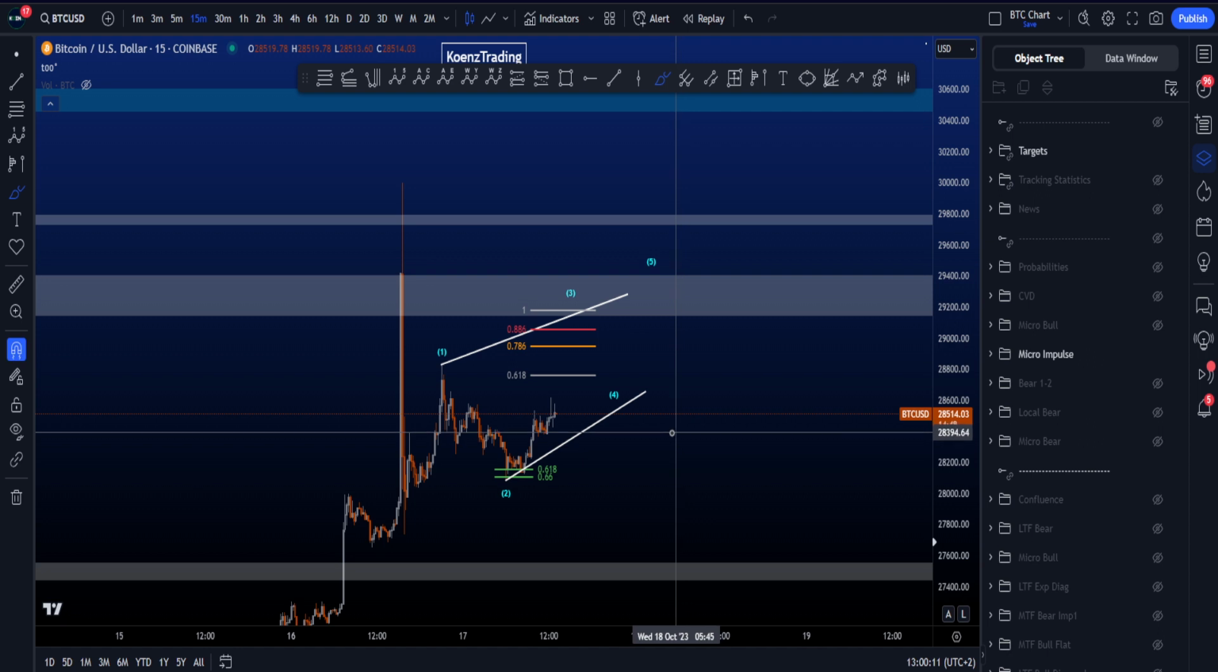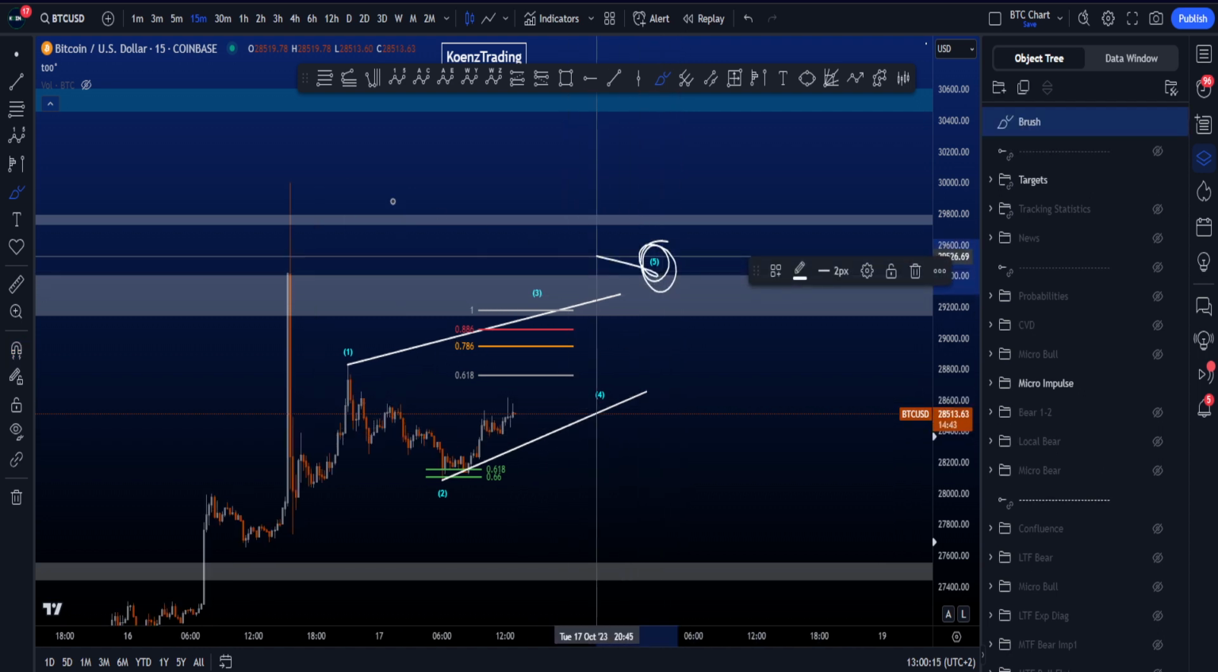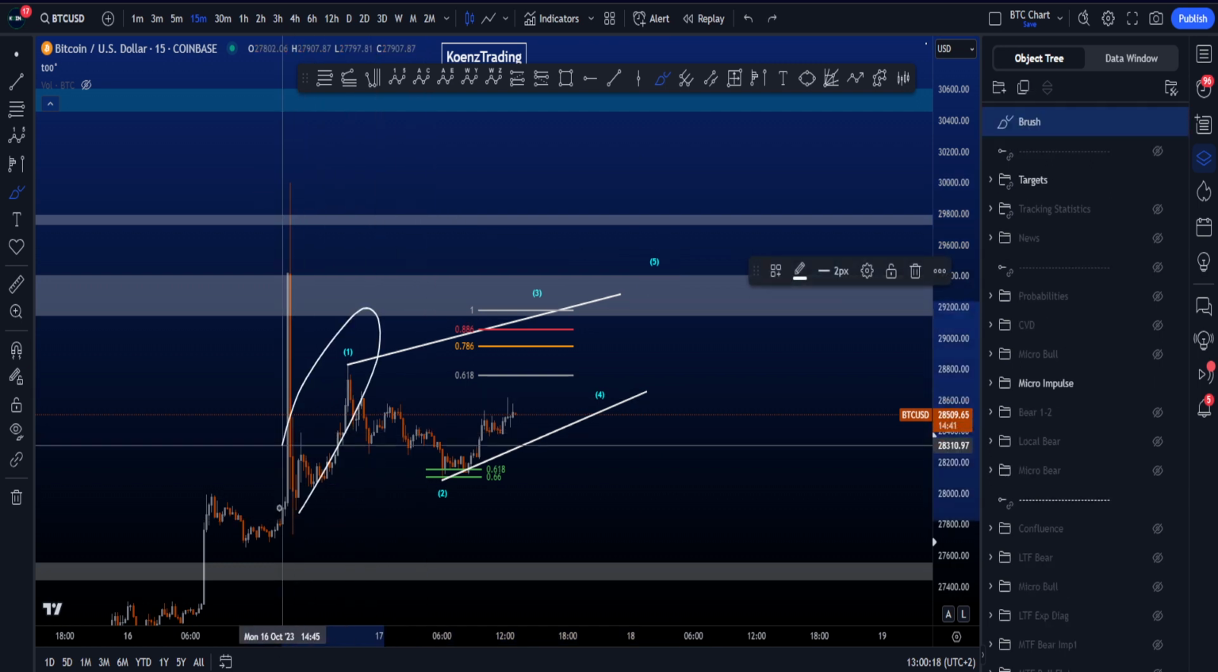This wave 5 can be an ending diagonal. The problem is that this final leg will not take the high as it stands because this move is not big enough.